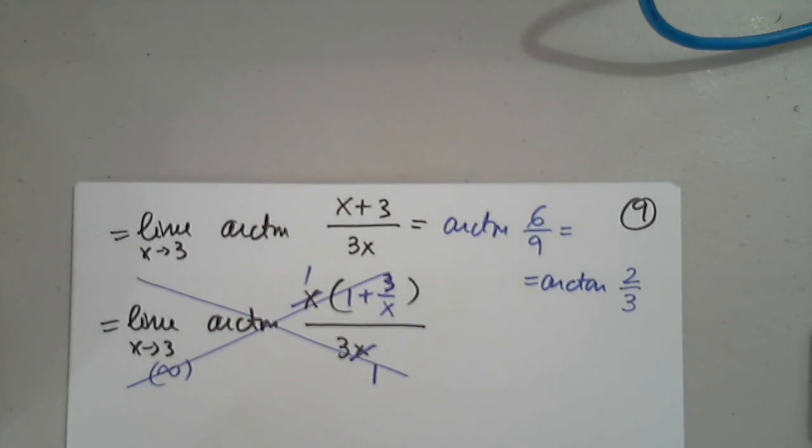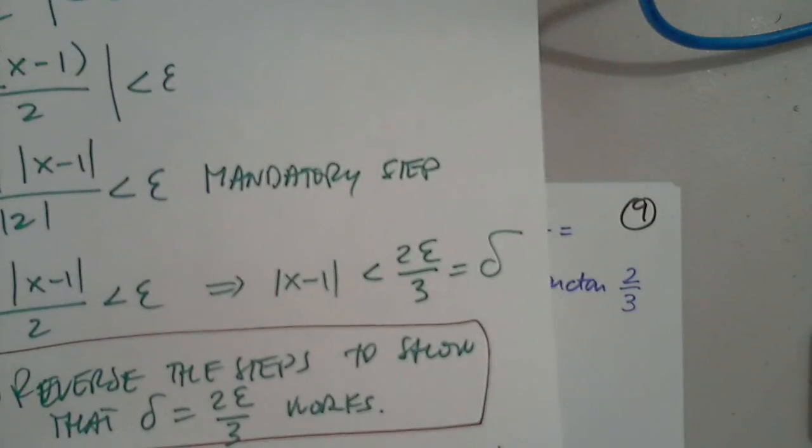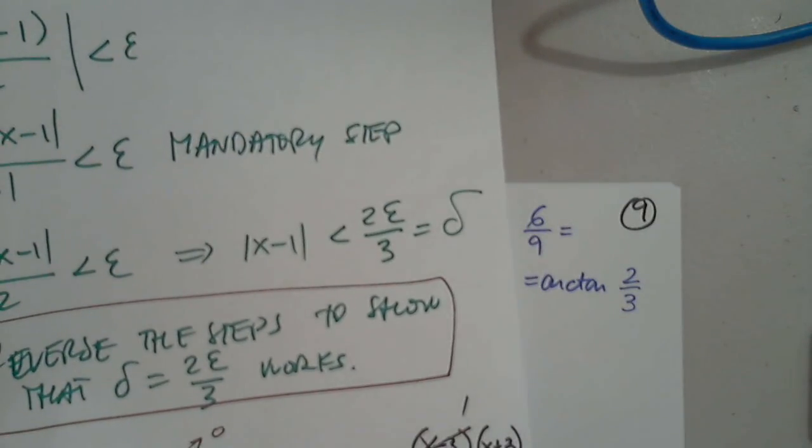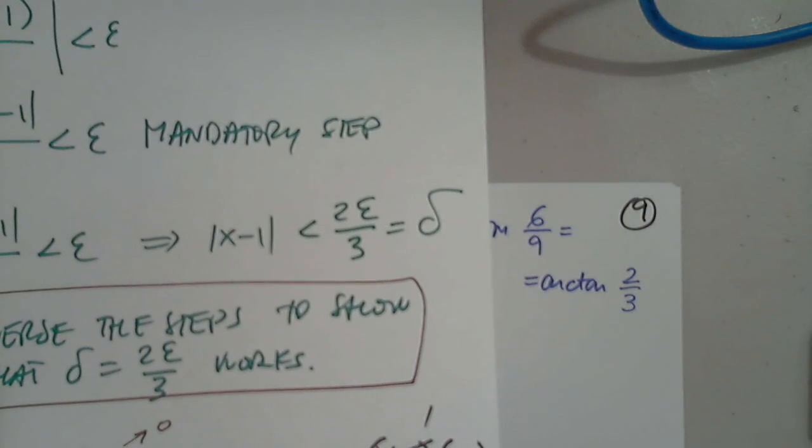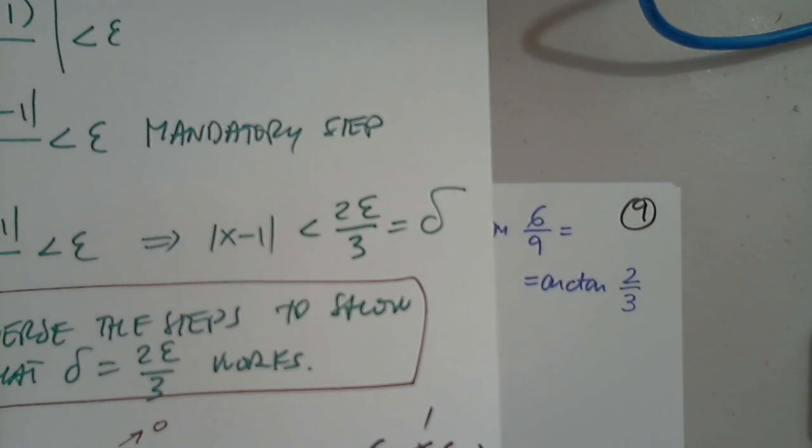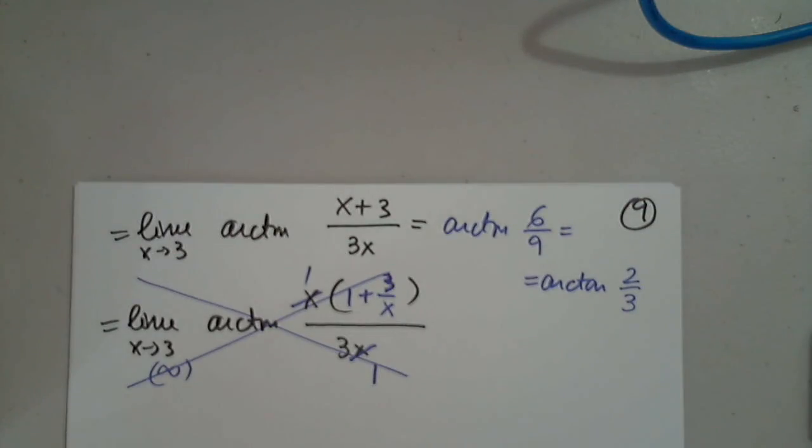We already removed the problem. The problem was 0 over 0, and we removed it. By removing x minus 3, we no longer had a problem. All we have to do is just plug in. So it's 6 over 9. So the answer is arctangent of 6 over 9, but simplified, 6 over 9 into 2/3.